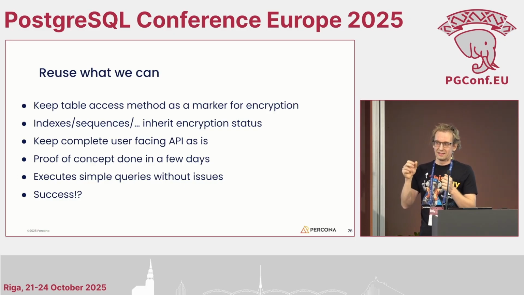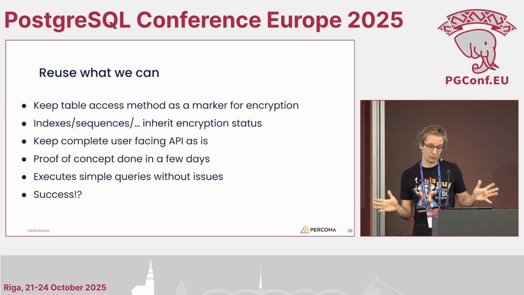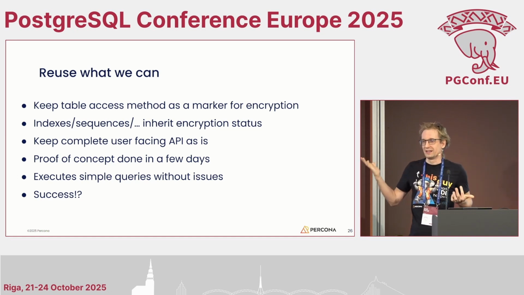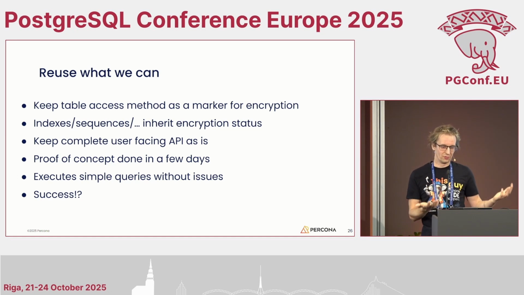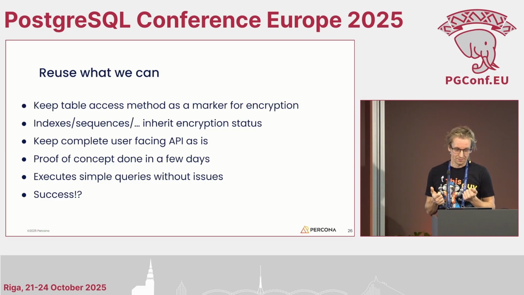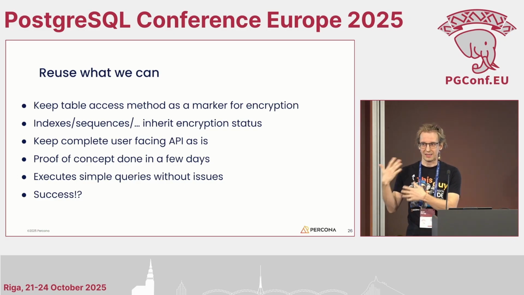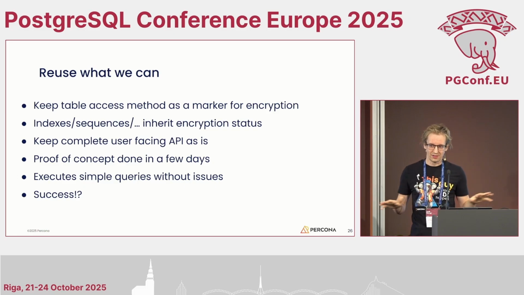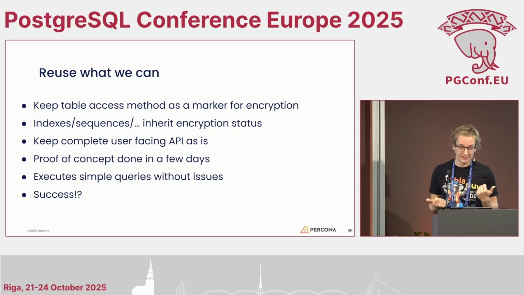And in reality, TDE heap had no changes compared to heap. It was the same heap storage engine as originally. And for indexes and other things, if they belonged to an encrypted table, we said that they will be encrypted. If they belong to a normal table, they won't be encrypted. We also kept the complete user-facing API as before. So how you create the keys, how you configure encryption, everything stayed the same as before. Because this helped us create a prototype quicker.